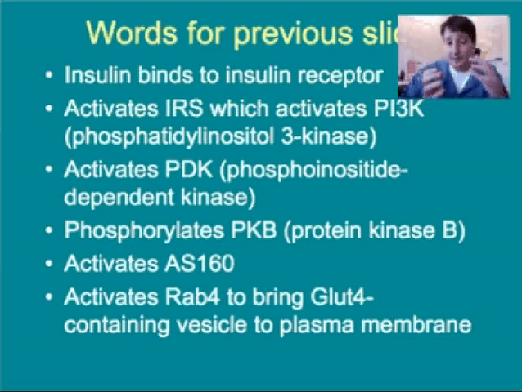There was a phosphatidylinositol 3 kinase that phosphorylates a phospholipid. That activates phosphoinositide dependent kinase, which just means there's a kinase that's activated when you have PI3P, so the phosphate on the phosphatidylinositol at the 3 position. That phosphorylates protein kinase B.